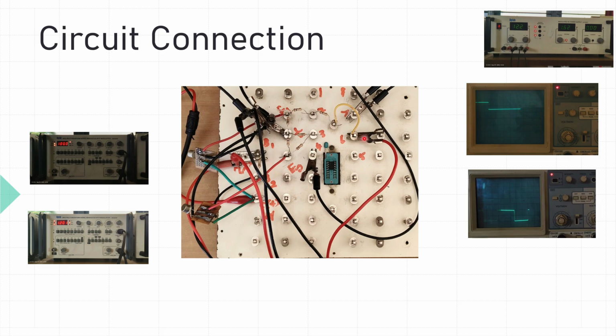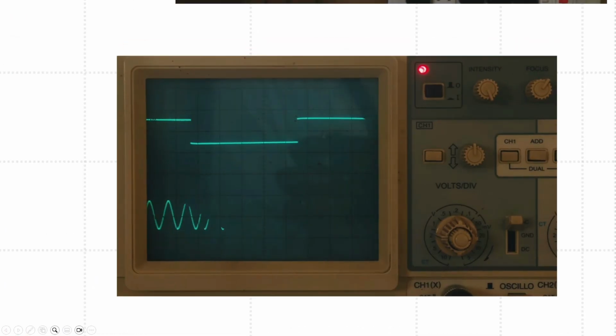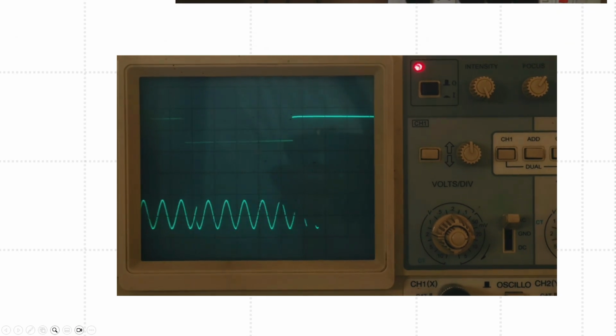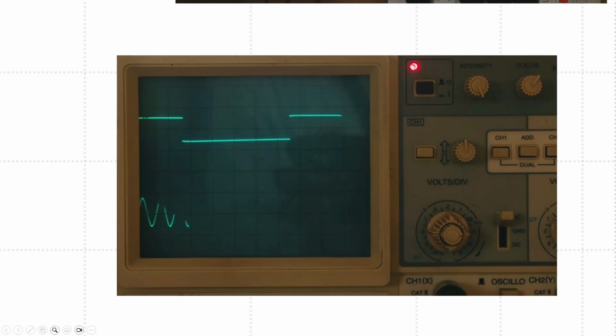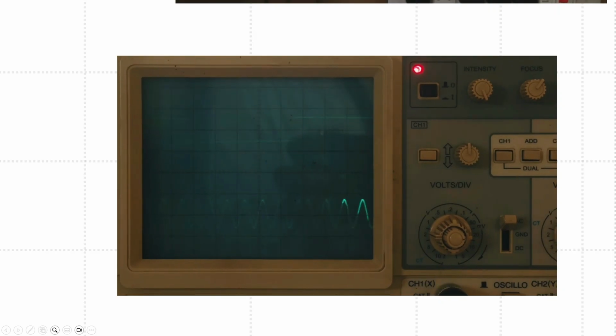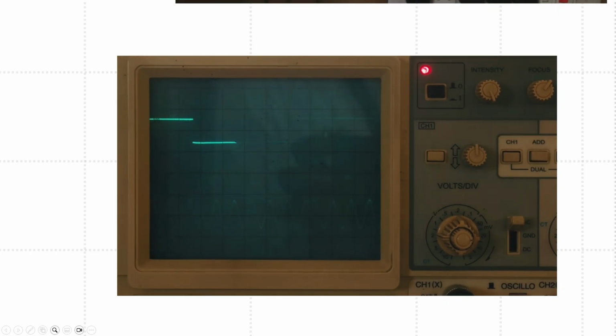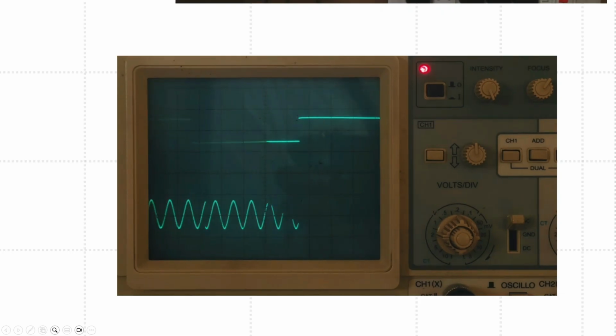So when you power up, you are able to see the waveform, that is this waveform. Whenever you see a 1 to 0 or 0 to 1 change, you can observe that there is a phase shift here.